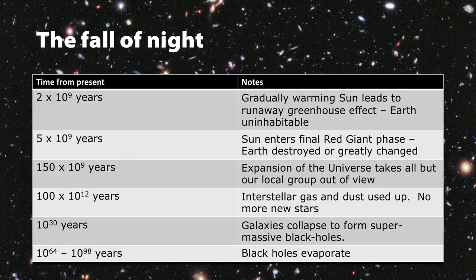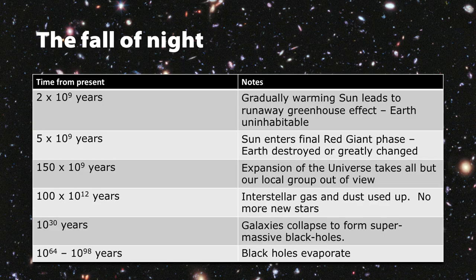Just to finish with some predictions, a man called Freeman Dyson wrote a very famous paper on what might happen in the future universe. It's pretty conjectural. But what will happen to us, what will happen to the Earth? Well, in about 2 billion years, the gradually warming sun, if you remember, the sun over its main sequence lifetime slowly becoming more luminous, will lead to a runaway greenhouse effect, which will render the Earth uninhabitable. In about 5 billion years, we'll have the final red giant phase, and the Earth is destroyed or reduced to a cinder.